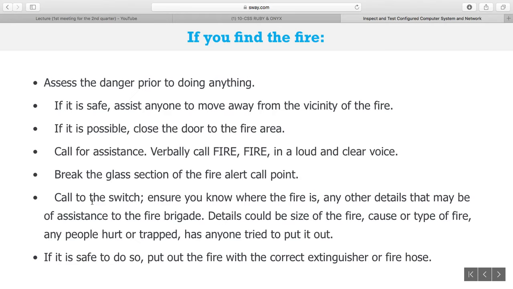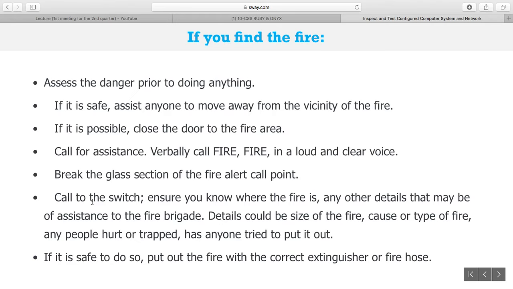Okay, so of course, after you have moved out from the vicinity of the fire, the fire brigade will be interviewing you. You can just tell them the size of the fire, what is the cause of the fire, are there people or classmates whom you know that are hurt or trapped inside? Did anyone try to put it out? Maybe it is a malicious threat. Did anyone really try to burn the vicinity down? So you can just tell them.